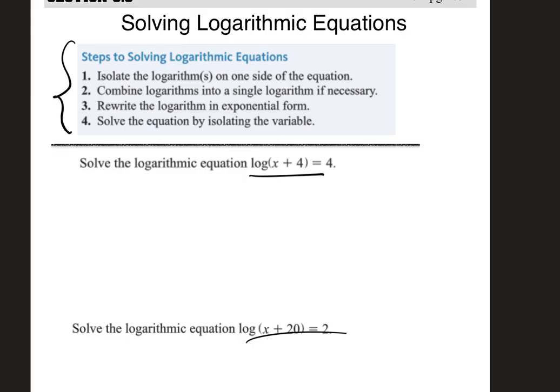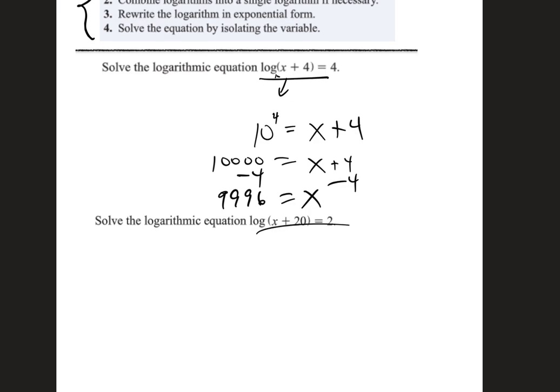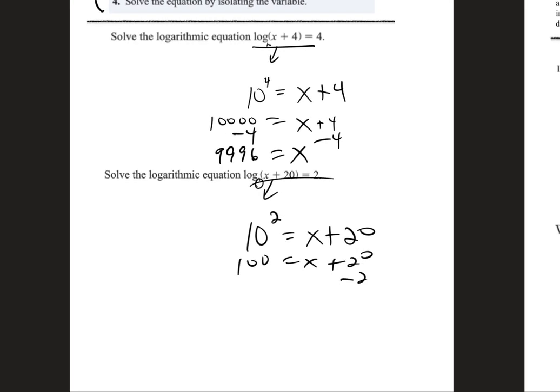I'm going to go ahead and change this to exponential form. There's nothing written in the base spot, so I can assume it's 10. 10 raised to the power of 4 equals x plus 4. 1, 2, 3, 4. All I have to do is get rid of that 4 by subtracting both sides. 9,996 equals x. Not terrible, right? If I was going to change this to exponential form, 10 squared equals x plus 20. Where did that 10 come from? It was right here. 100 equals x plus 20. If I subtract 20 from both sides, x is 80.